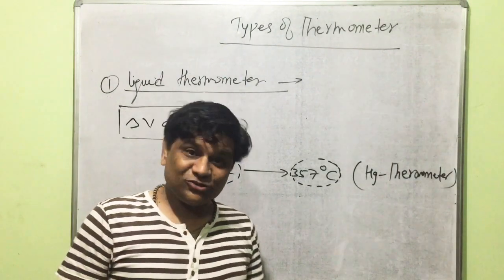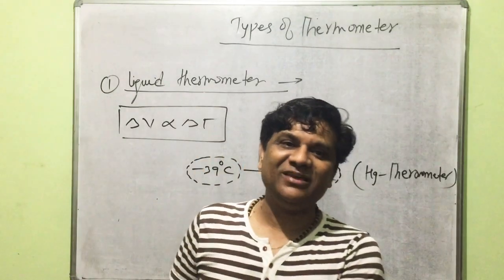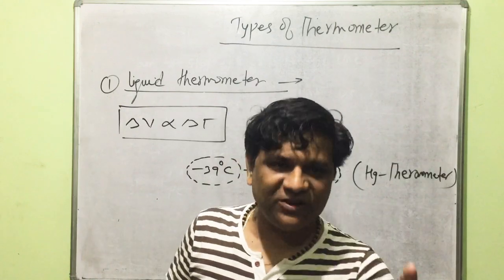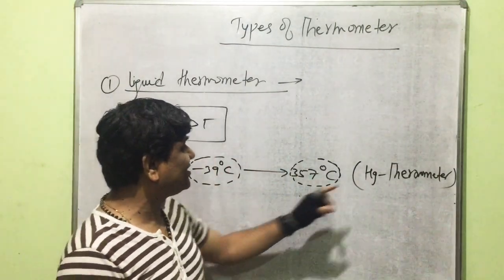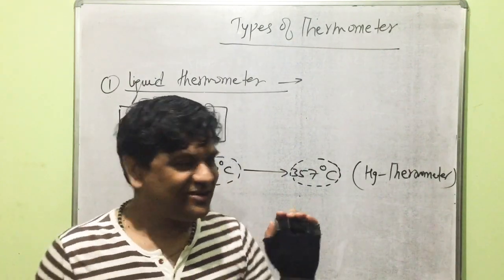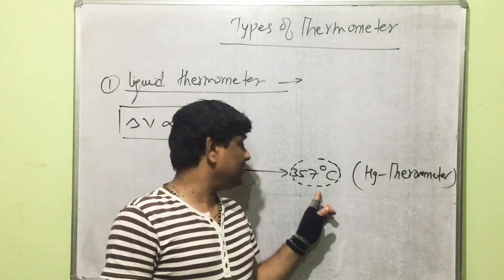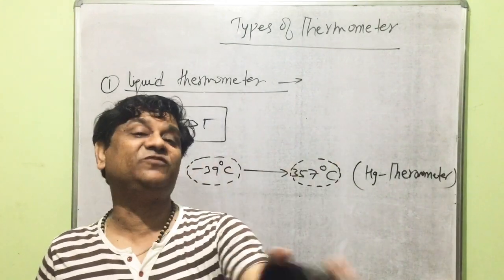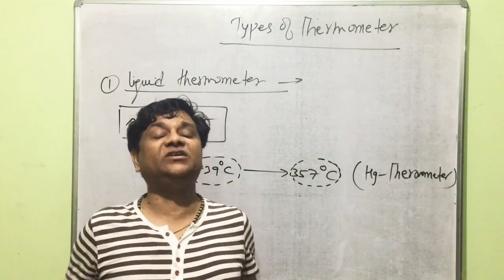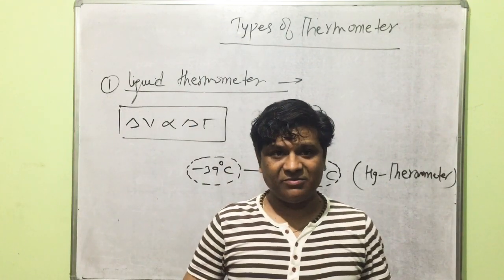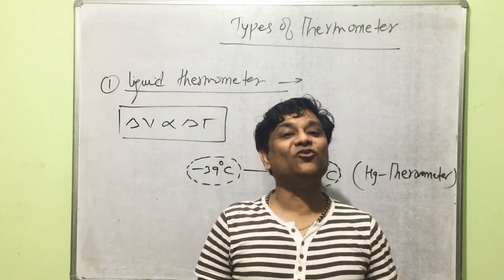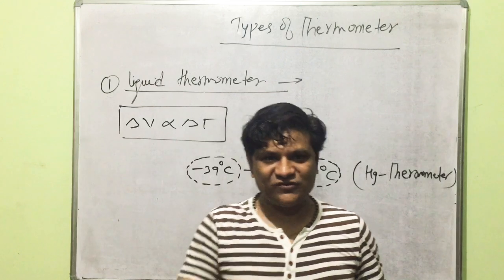Now, again a question arises here. How to measure a temperature up to 550 degrees Celsius with the help of a mercury thermometer? I told you previously that we cannot measure a temperature more than 357 degrees Celsius. But we want to measure a temperature up to 550 degrees Celsius with the help of a mercury thermometer. How is it possible? Simple here. By filling nitrogen over mercury.